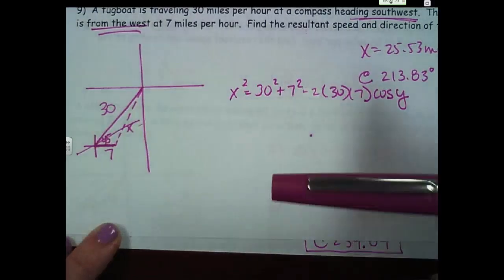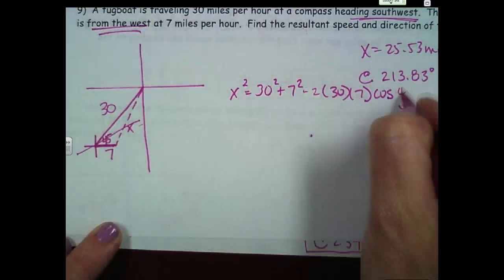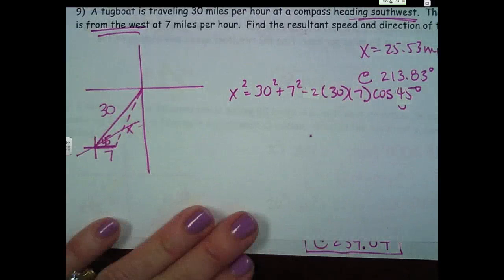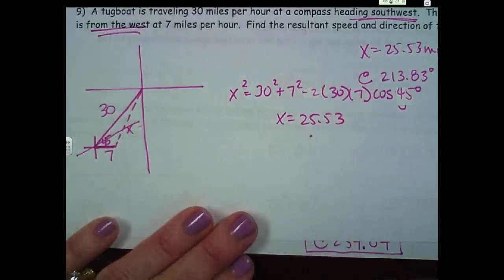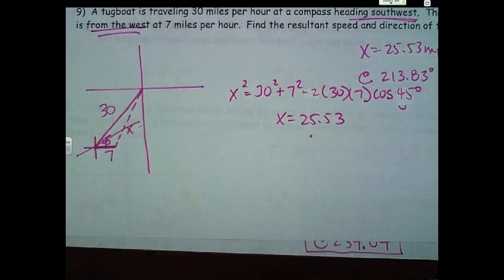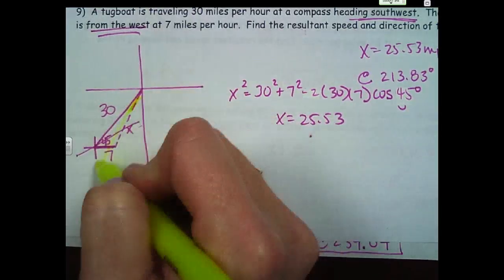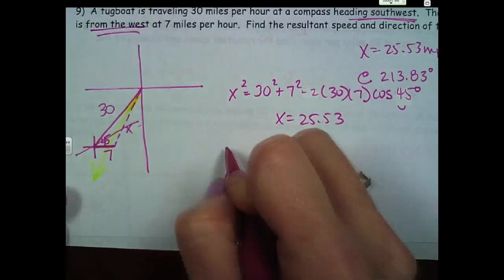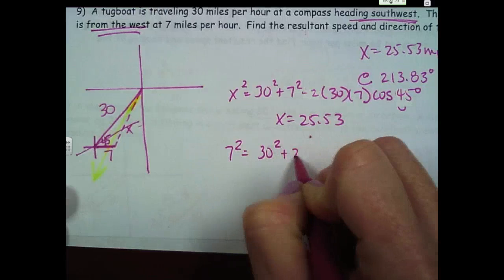Cosine of 45 is what should be there. Now, then x, when you do the math, don't forget to take the square root, 25.53. Now you want the highlighted section, which is this. Guys, it matches 7. It matches 7. You always start with the side. So 7 squared equals the 2 that you now have.